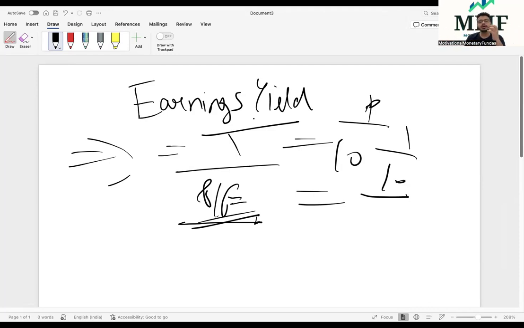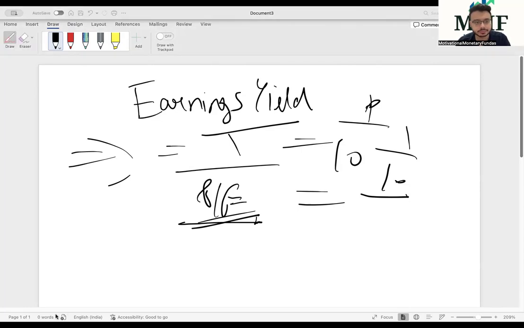Right? Now, the earning yield is always compared with bond yield. Earning yield is always compared with bond yield. So before we go to bond yield, let's go to screener. Let me open screener.